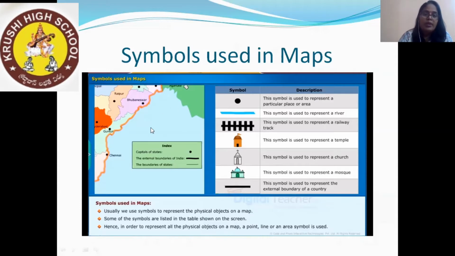So see here in this map also you can see that an index is given. So all the symbols they have used to denote or to represent those physical objects, right children?